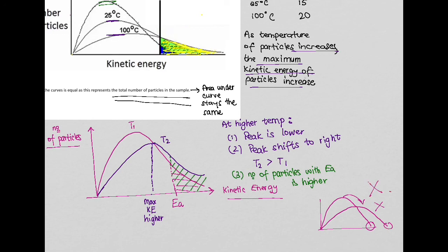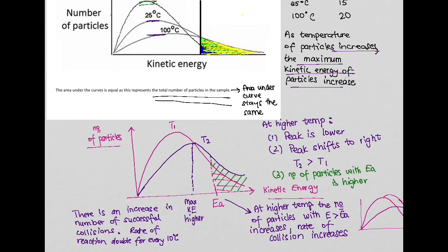So these are wrong. At high temperature, the number of particles with energy greater than activation energy increases, the rate of collision increases, there is an increase in the number of successful collisions, and normally the rate of reaction doubles for every 10 degrees rise in temperature.